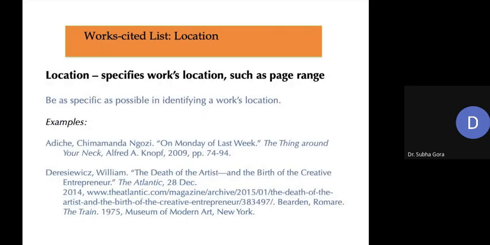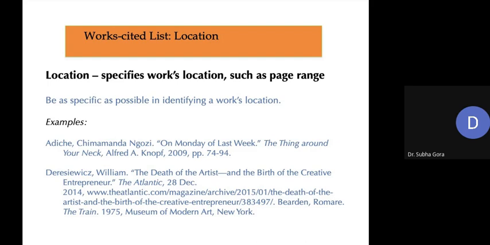Next, what about location? What is location? It specifies the work's location, such as page range, right? So be as specific as possible in identifying. Look at the first example that I have given here. What can it be? It can be either an essay in a book or an article, so it should include a page number.